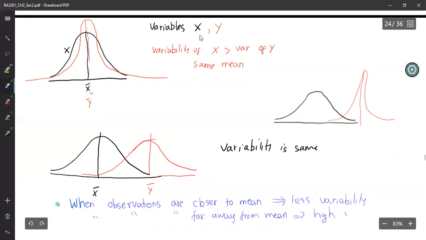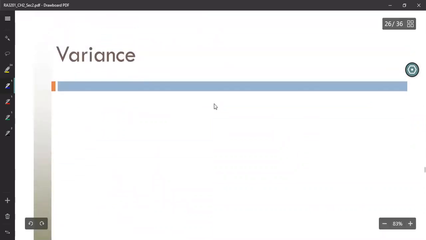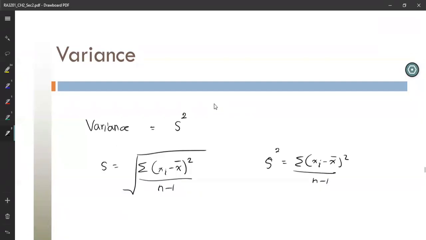No questions? Then you have the other measurement, which is the variance. There's nothing special about it. Variance is the square of the standard deviation. Your standard deviation is the square root of the sum of (xi minus x bar) squared, divided by n minus 1. So when you remove the square root, you get the variance. So s squared is simply the sum of (xi minus x bar) squared divided by n minus 1. The variance is s squared, that means without the square root.